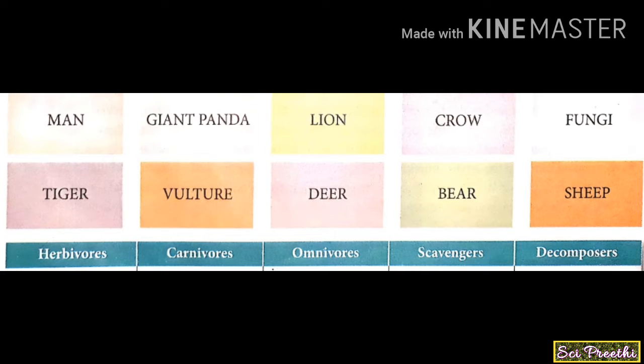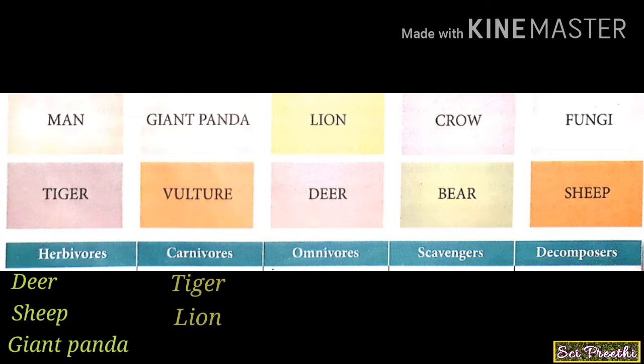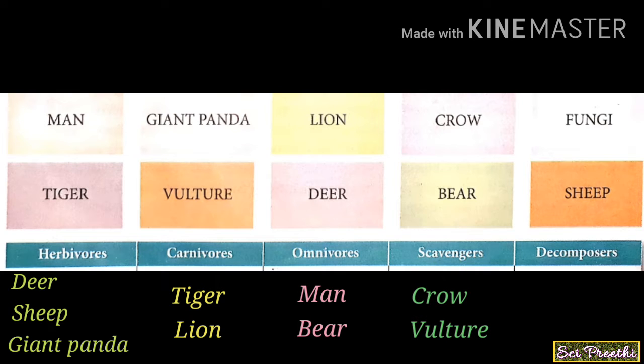Categorize the animals given in the boxes under the categories listed in the table. Herbivorous animals are deer, sheep, and giant panda. Carnivorous animals are tiger and lion. Omnivorous animals are man and bear. Scavengers are crow and vulture. And fungi are the decomposers.